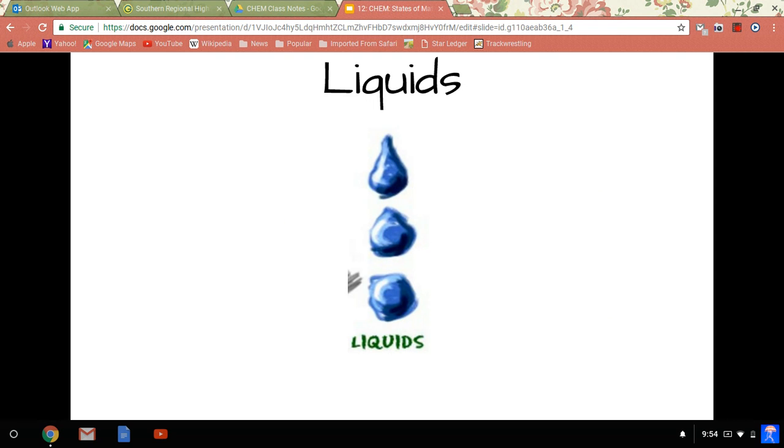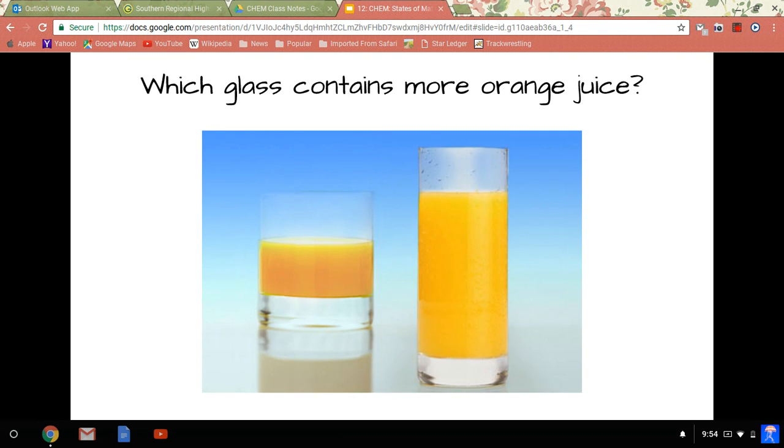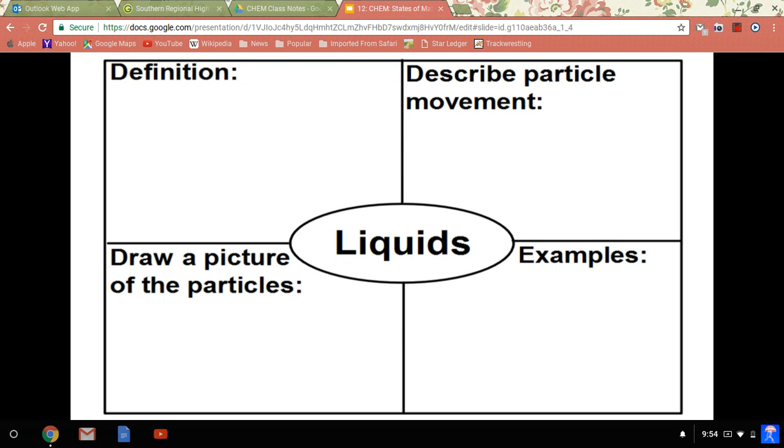All right, up next we have liquids. You're going to do the same thing. You're going to fill out the chart on there to include the definition of liquids, describe the particle movement of liquids, draw a picture of what those particles look like, and give me some examples.